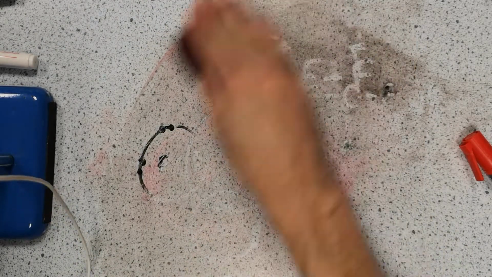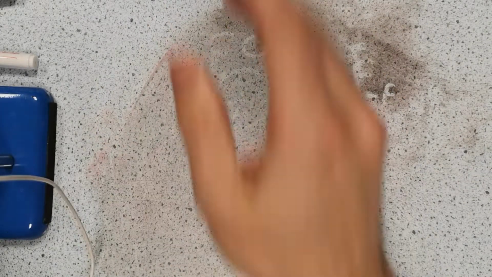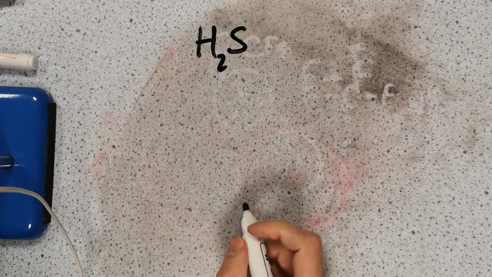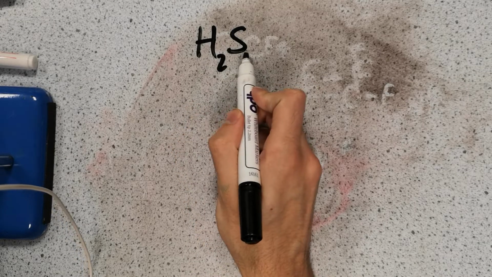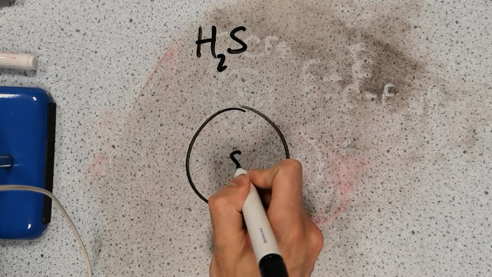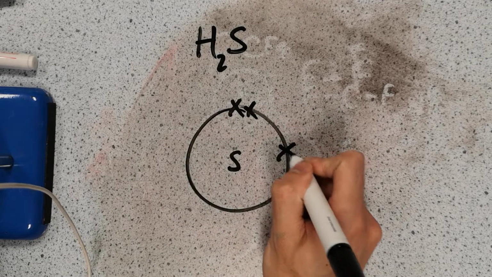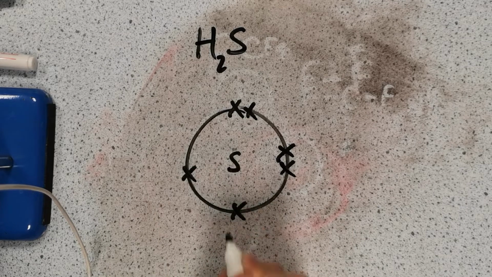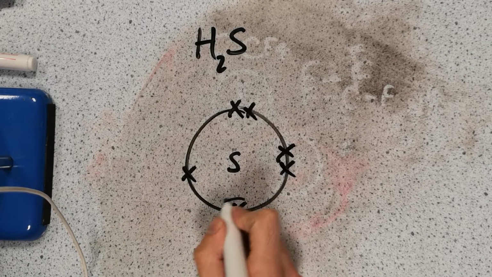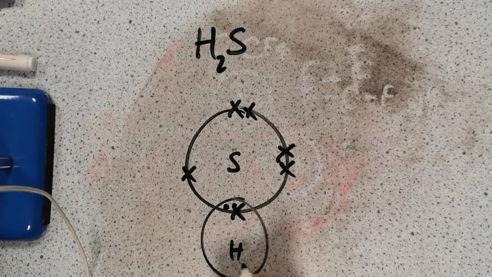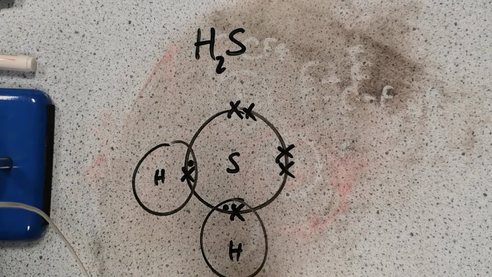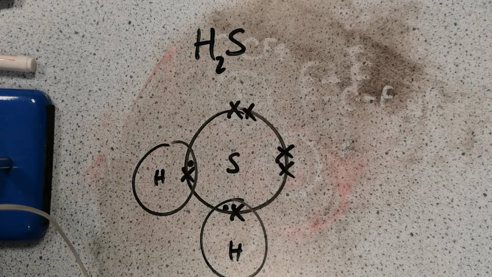Final one, hydrogen sulfide, H2S. Again, hydrogen is a non-metal and sulfur is a non-metal, so we know it's going to be covalent. With our sulfur in the centre, sulfur is in group 6, so 6 electrons in its outer shell. To get up to 8, it needs to form 2 covalent bonds, which is why we have 2 hydrogens attached, and that's our H2S.